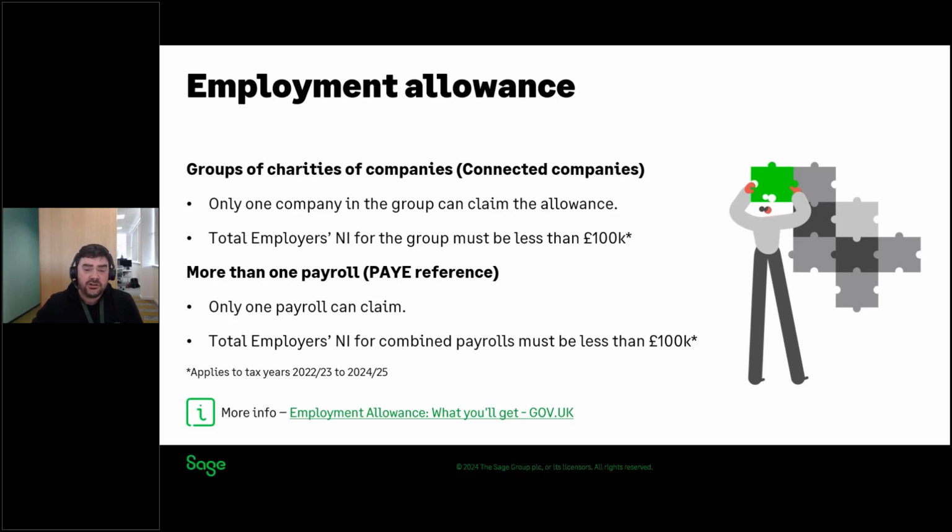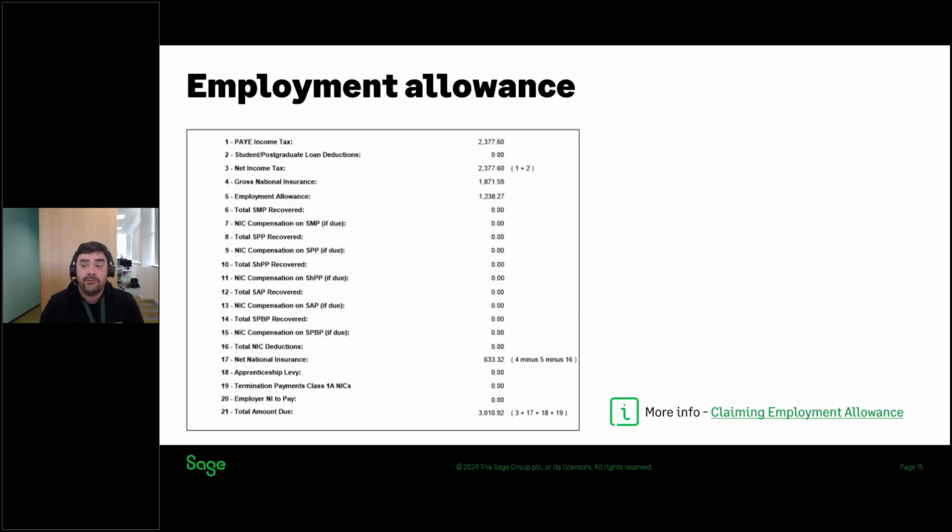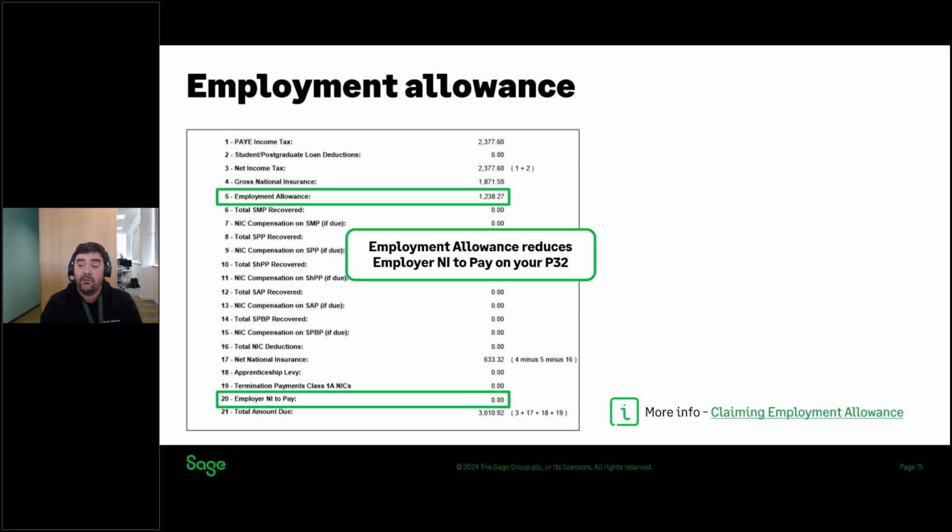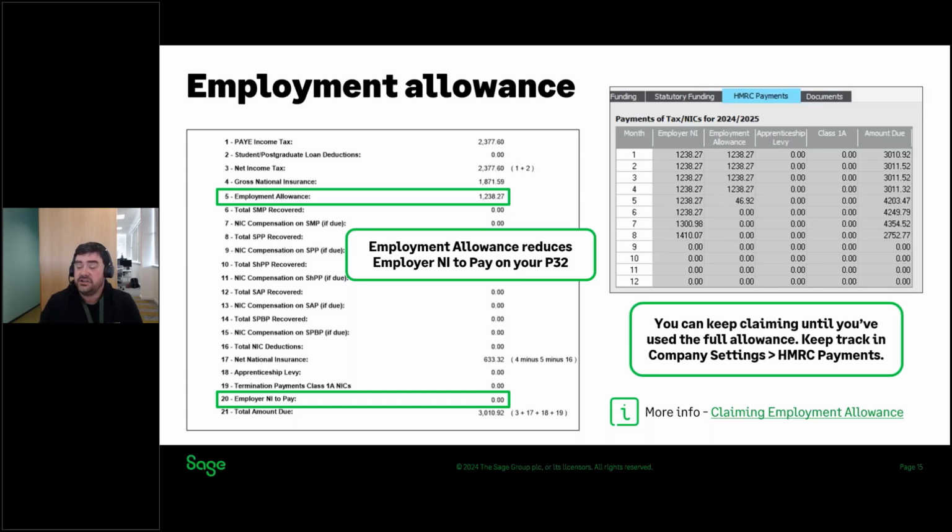So once you've applied, and I'll show you how to do this in the demo, you'll be able to reclaim employment allowance on your P32 report. So it will calculate the amount of employment allowance that you can claim from the start of the tax year, and it will do that by reducing the employer NI to pay. So this particular P32 was for month 1. We claimed all of our employer NI that month, and then we still have some of our £5,000 allowance left over for the following months. And you can keep claiming until the allowance has been used up, and you can keep track of employment allowance in the HMRC payment section of your company settings.